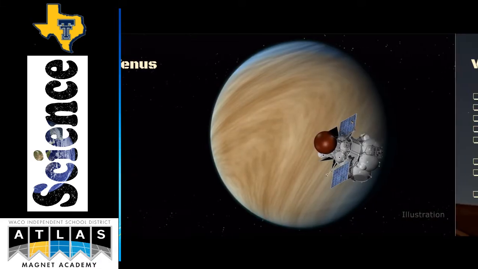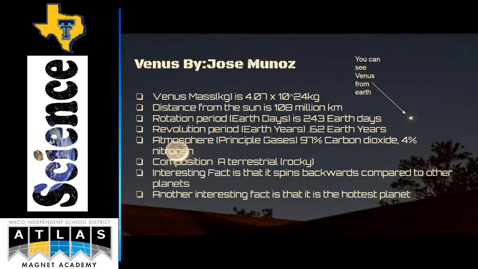Venus. Venus's mass is 4.07 times 10 to the 24th kilograms. Distance from the Sun is 108 million kilometers. Rotation period in Earth days is 243 Earth days. Revolution period in Earth years is 0.62 Earth years.